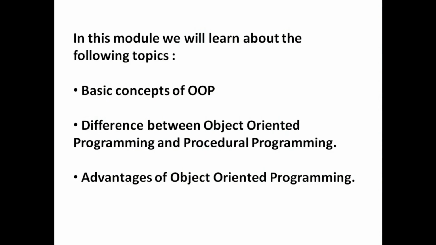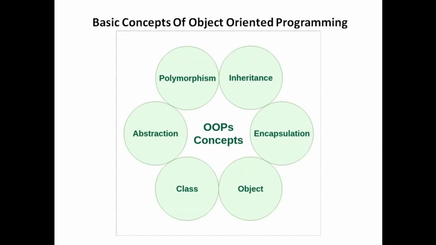In this module, we'll learn about the following topics: basic concepts of object-oriented programming, difference between object-oriented programming and procedural programming, and advantages of object-oriented programming. Now, from this diagram, we can see that the basic concepts of object-oriented programming are object, class, abstraction, polymorphism, inheritance, and encapsulation. Now, we will discuss these topics in detail to understand their meaning.